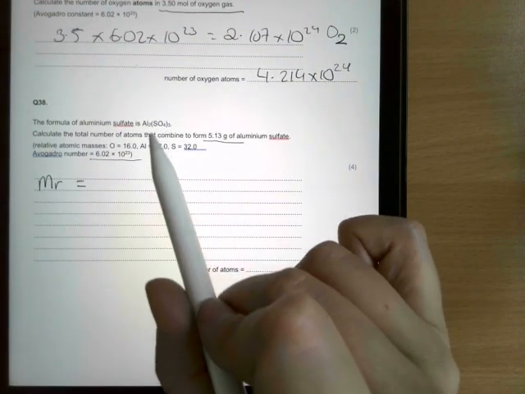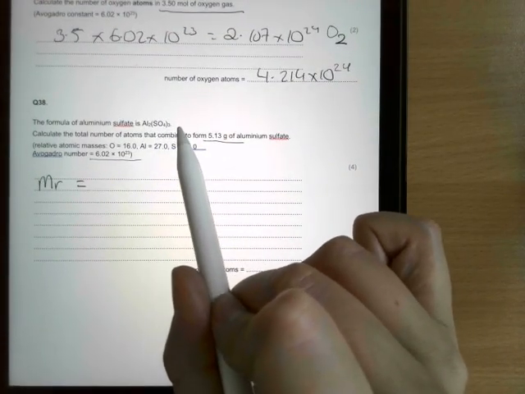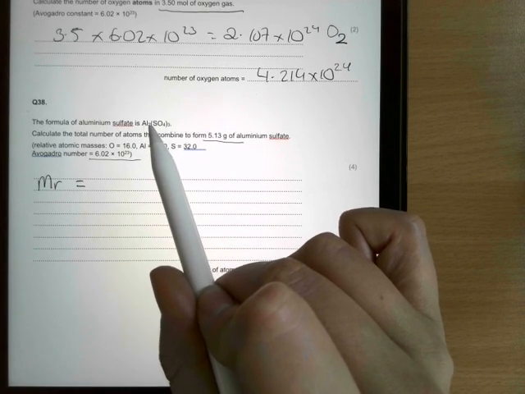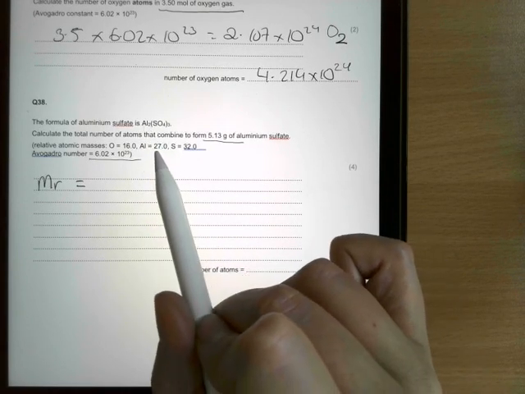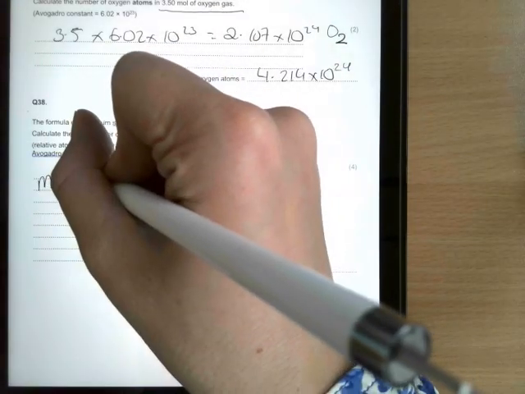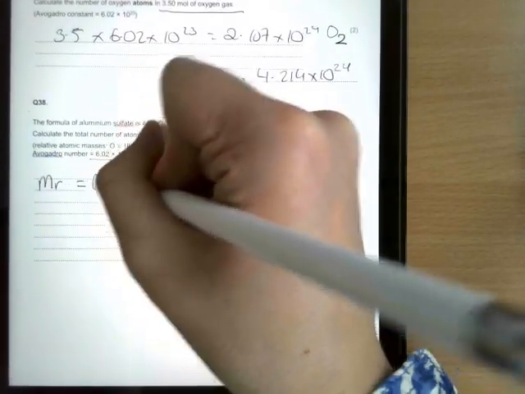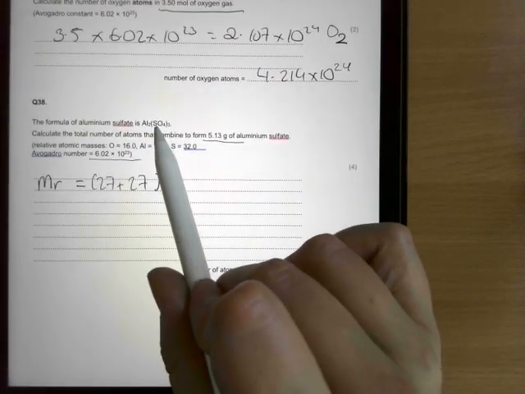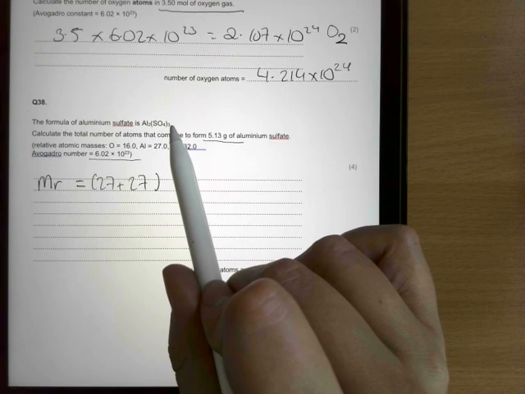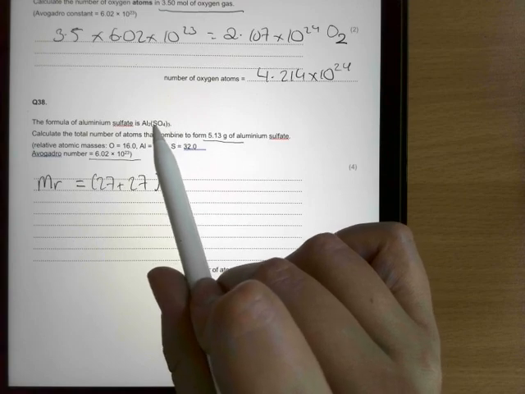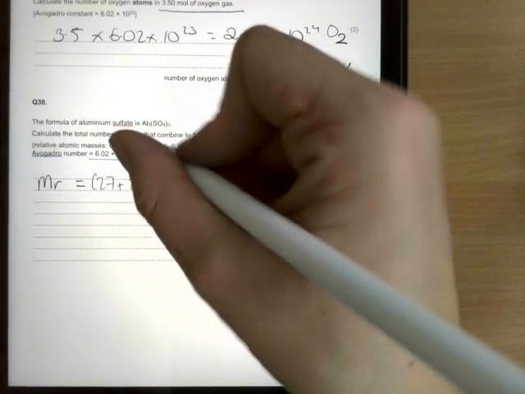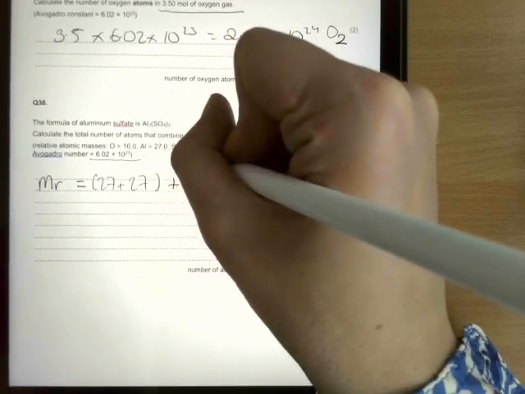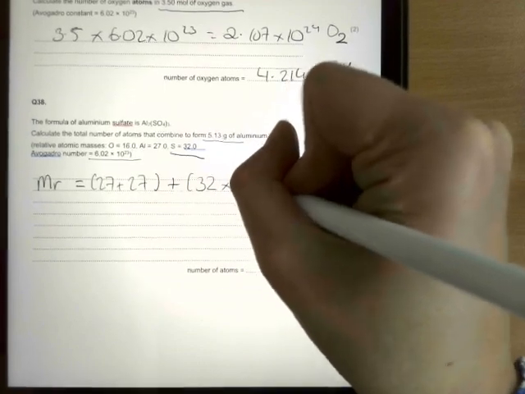So if I'm working out formula mass, I need to have a look at the formula, okay? I can see in my formula I have got 2 aluminiums. There's an Al and a little 2, so I've got 2 aluminiums. Each aluminium has a mass of 27, so it's going to be 27 plus 27 for the 2 aluminiums. Next up, I've got sulfur, and sulfur is in a bracket and there's a 3 outside the bracket. That means I've got 3 sulfurs, because brackets mean multiply. So it's going to be plus 32 for sulfur. I'm going to be timesing that by 3.